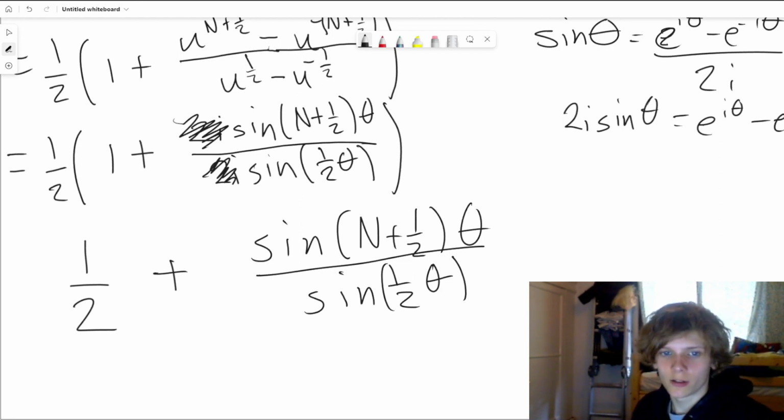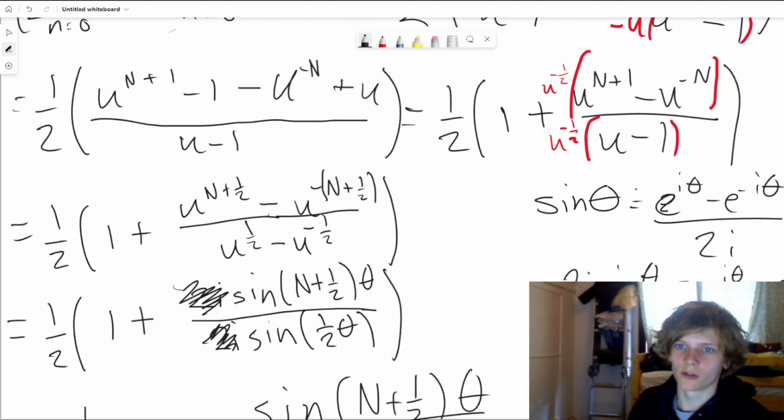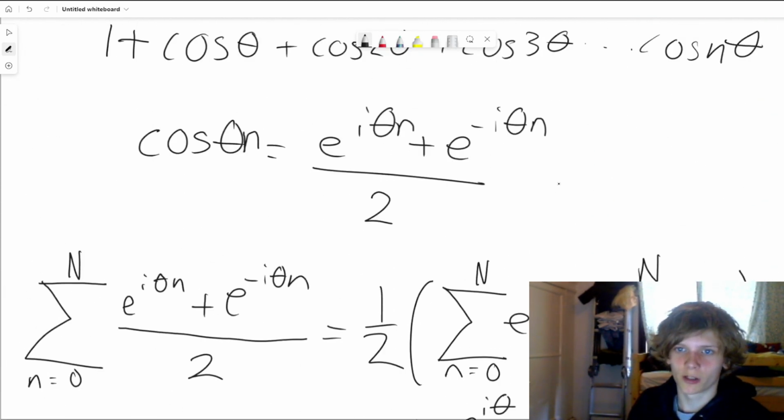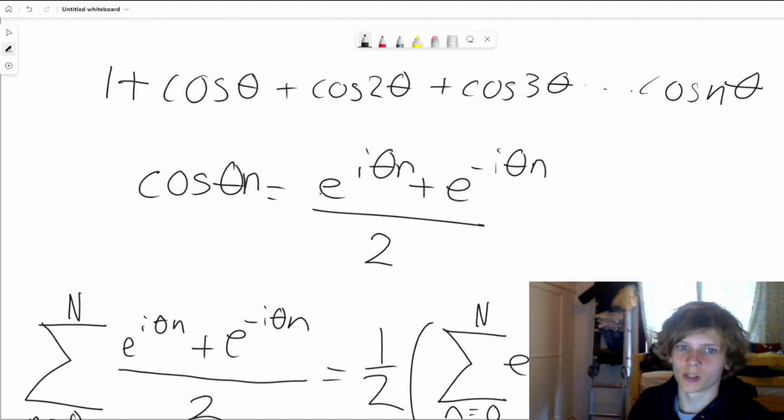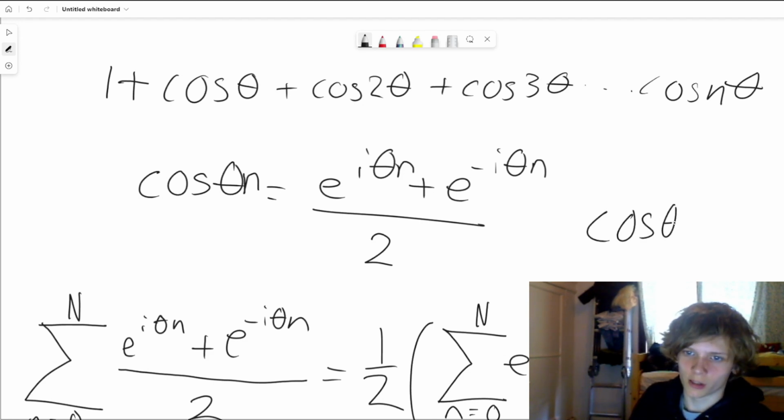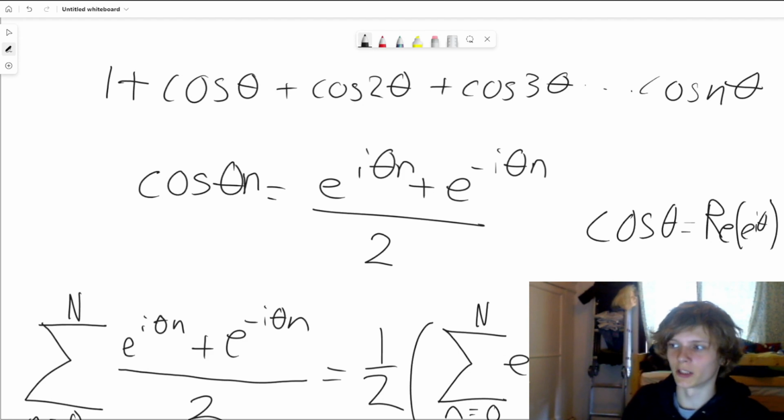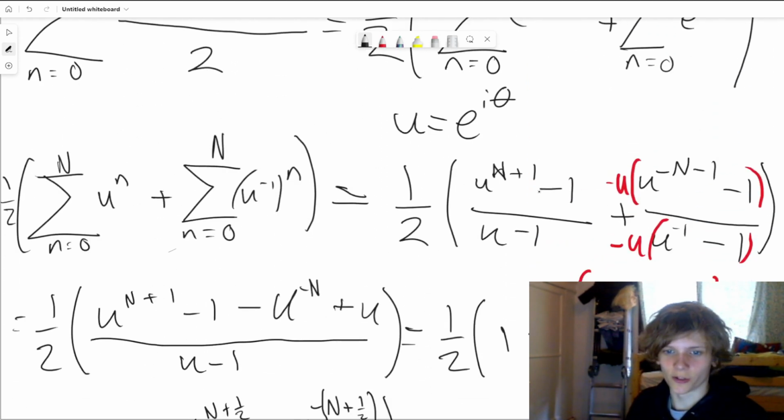Please check out the original video, which no doubt you've probably seen, of Michael Penn deriving this. Instead of using the facts I used, he used a very similar fact. I used up here somewhere that cosine of theta is equal to e to the i theta plus e to the negative i theta all over 2. He used that cosine of theta is the real part of e to the i theta, and used some fancy facts about linear operators or something silly like that. But clearly I've got the superior method here.